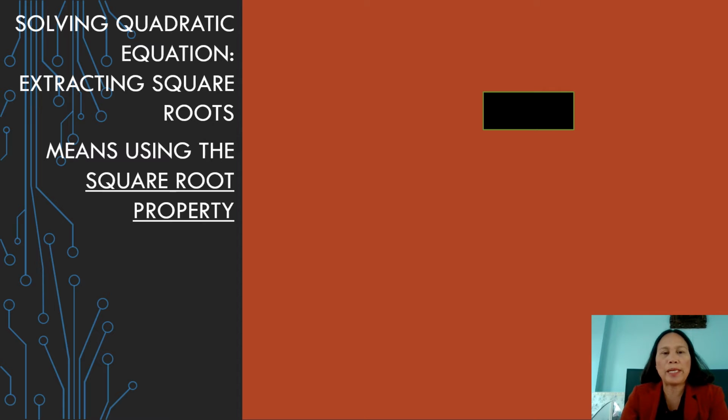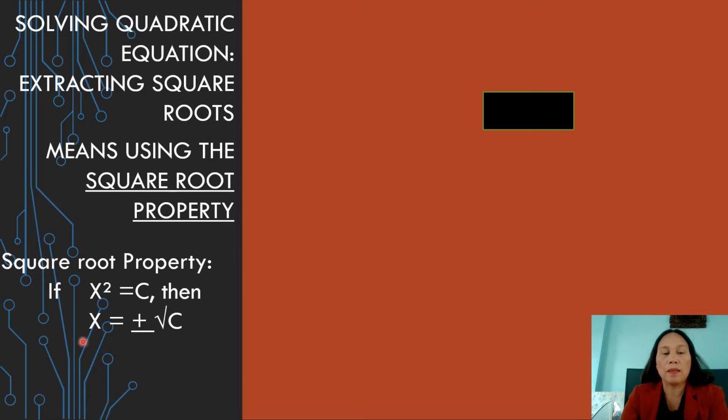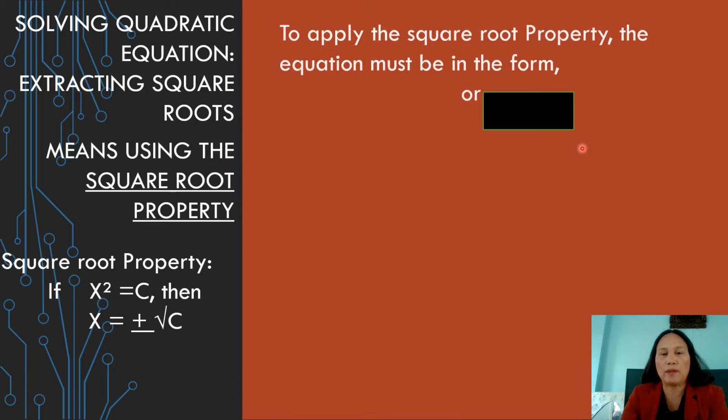Now, solving quadratic equation by extracting square roots means using the square root property. And what is that square root property? If x squared is equal to c, then x is equal to positive and negative square root of c. So we are extracting the square root of both sides, and the result is positive and negative square root of c. Okay, let's have this one first.